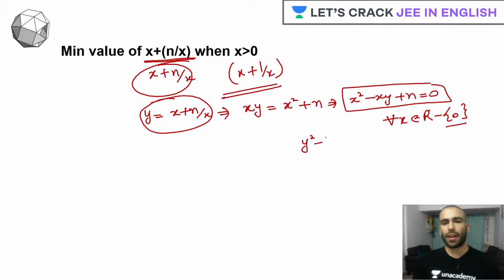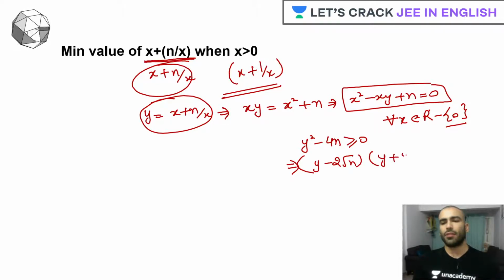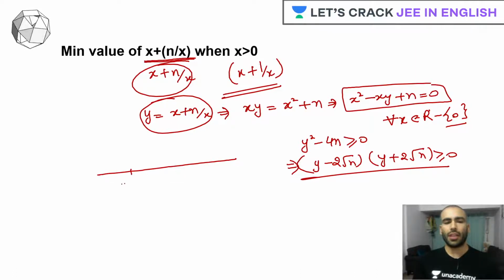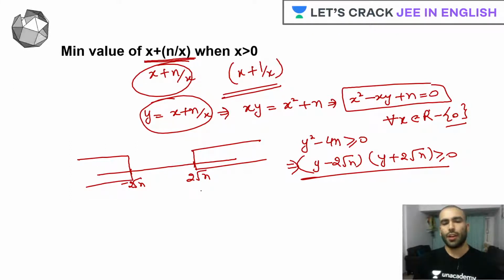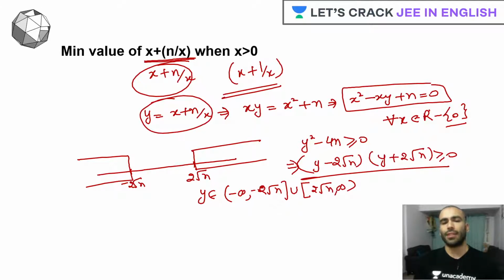So y square minus 4n should be greater or equal to 0. If you try solving this, what do we get? (y minus 2 root n)(y plus 2 root n) greater or equal to 0. On a real number line, this becomes one critical point and this is the other critical point, and these are the solutions. So y belongs to minus infinity to minus 2 root n, closed bracket, and 2 root n to infinity. That's what you finally see.